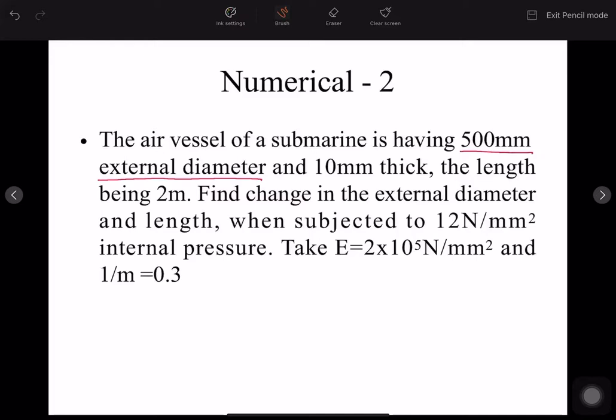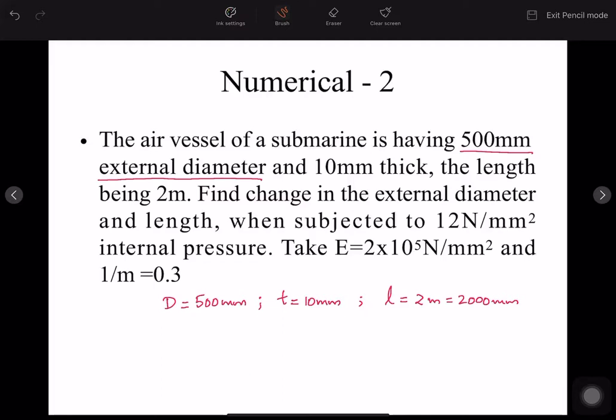Okay, so it is capital D and thickness is 10 mm and the length of the vessel is 2 meter or 2000 mm. Find change in the external diameter and length.